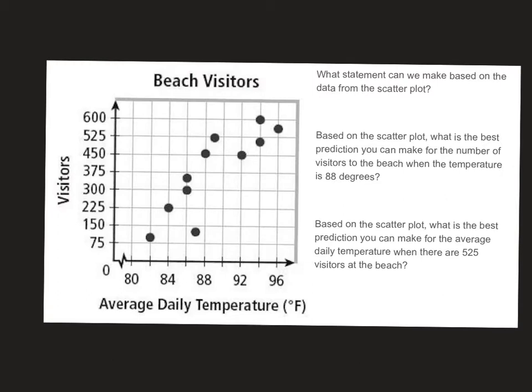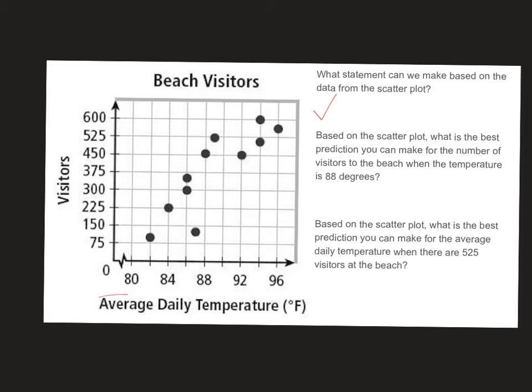So the only big difference here from the last video is that here you notice we don't have any trend lines. We don't have a line going through the data for us, but we can still make some predictions and make some assumptions from this graph. First thing we want to notice, the first question says, what statement can we make based on the data from the scatter plot?